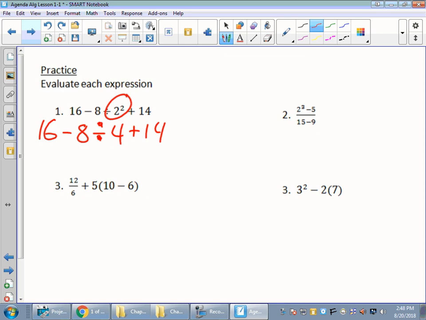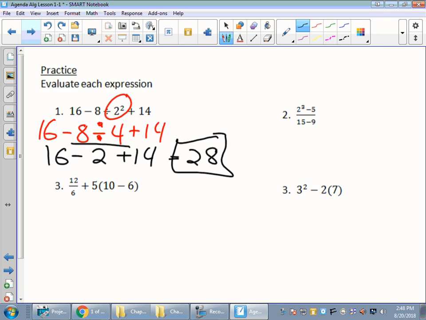Now we have to look at multiplication and division. Yes, we have division right here in the middle. So we're going to take that, 8 divided by 4, and that's going to give us a 2. Everything else is coming down, including that minus sign that is in front of the 8. So 16 minus 2 plus 14. And now we can add and subtract across, left to right. 16 minus 2 is 14, plus 14 would give us 28.